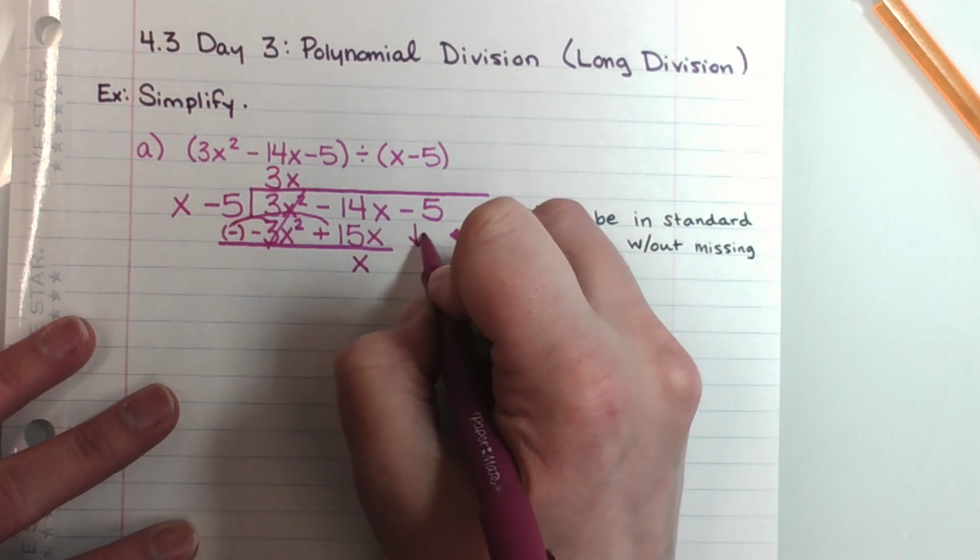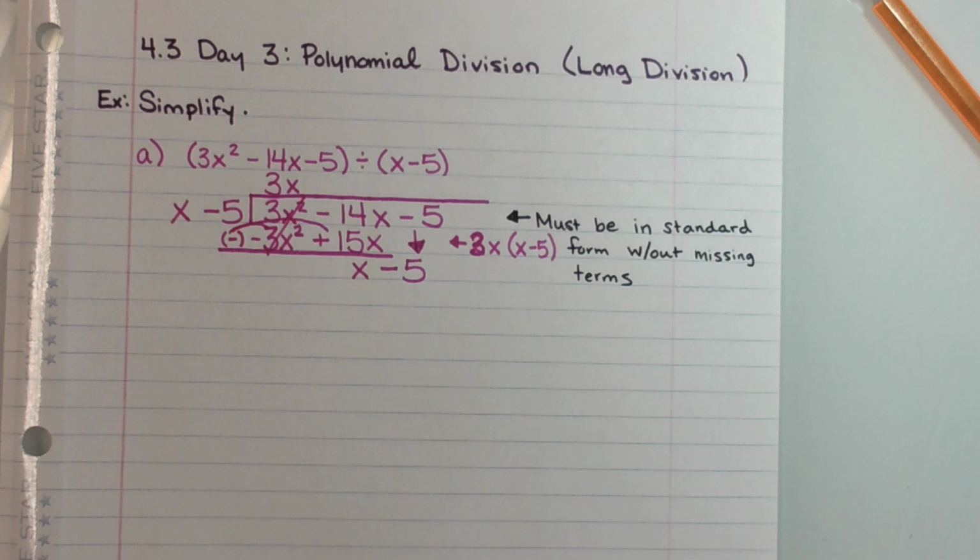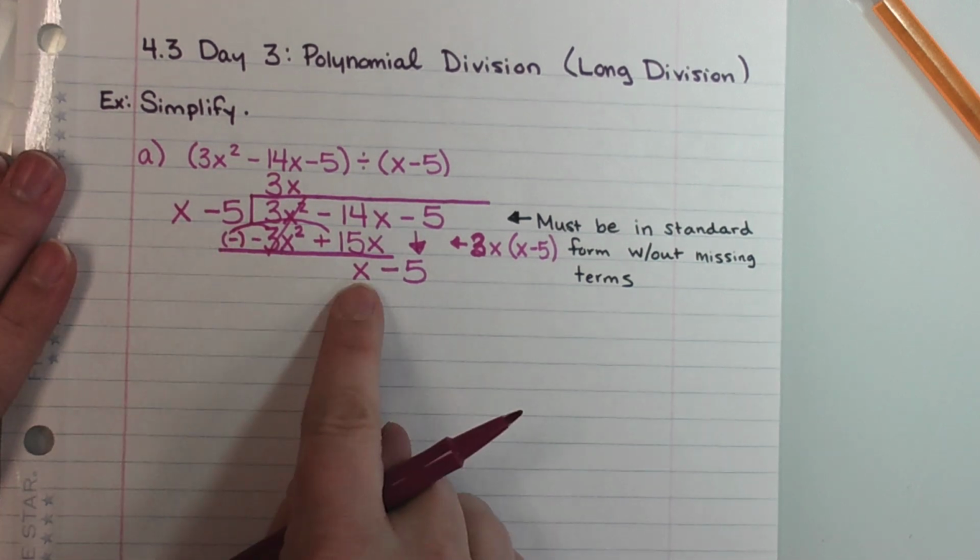x, and then you bring down your next term, just like in regular long division. You see what multiplies, you multiply it, you subtract, you pull down. That is the process that you go through. Okay, what do I multiply by x to get x?